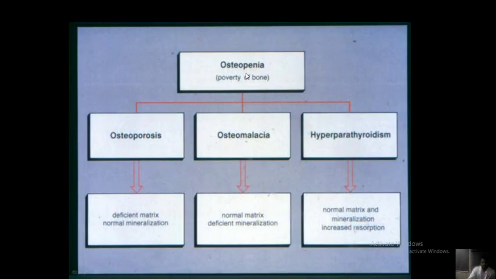So osteopenia is a paucity of calcium in the bone, so it's akin to osteoporosis: deficient matrix, normal mineralization. This is the difference: osteomalacia, normal matrix, deficient mineralization. And in hyperparathyroidism, what will happen? There will be normal matrix and mineralization, increased resorption.